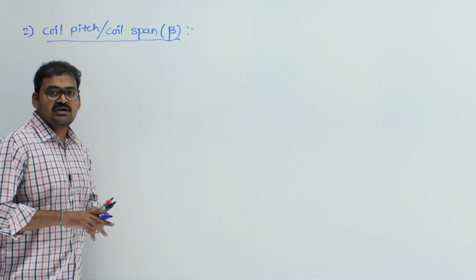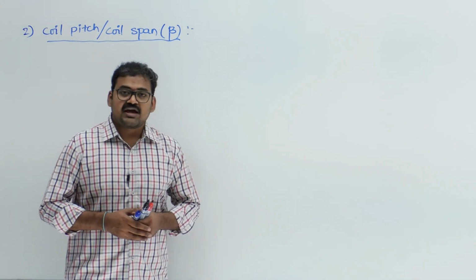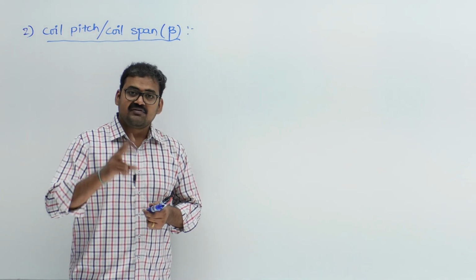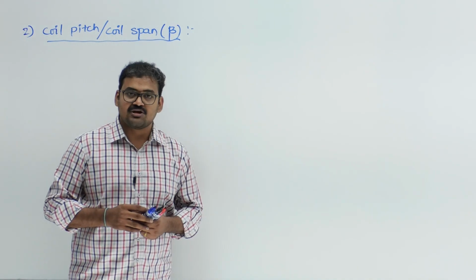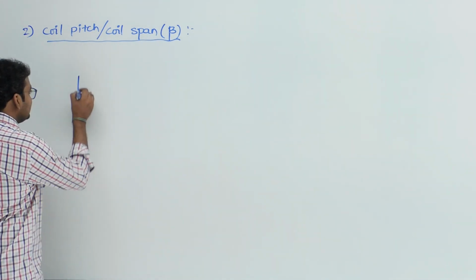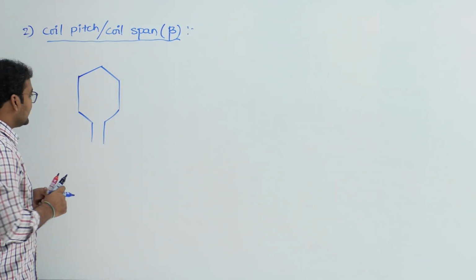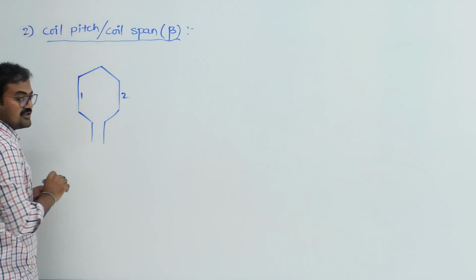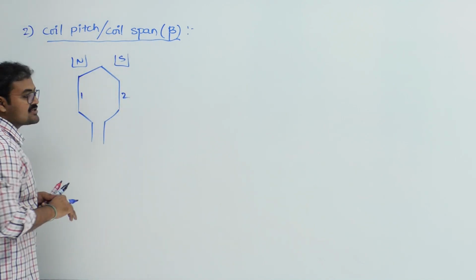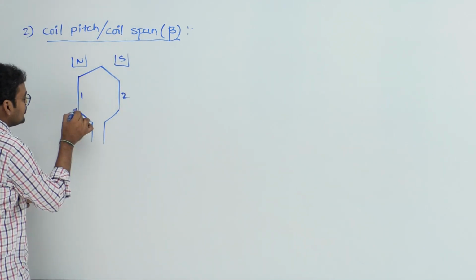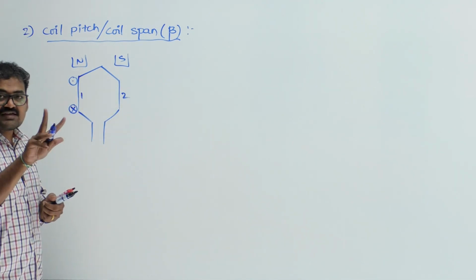We know that a coil will have minimum one turn, maximum any number of turns. We can have a one turn coil, a two turn coil, a three turn coil, like that n number of turns may also exist in a coil. First, suppose you consider a one turn coil. It has how many conductors? Two conductors. One conductor will be placed under the north pole, the second conductor will be placed under the south pole.